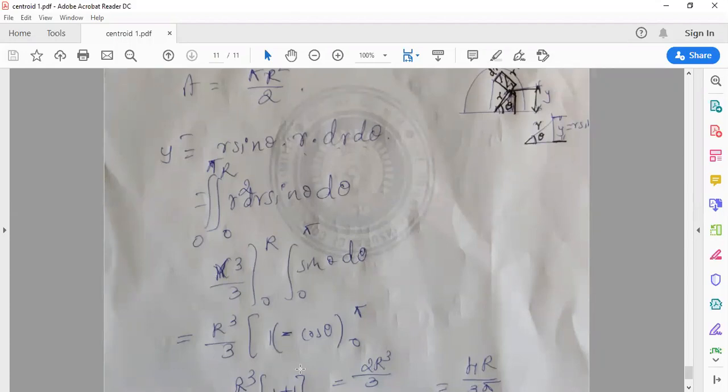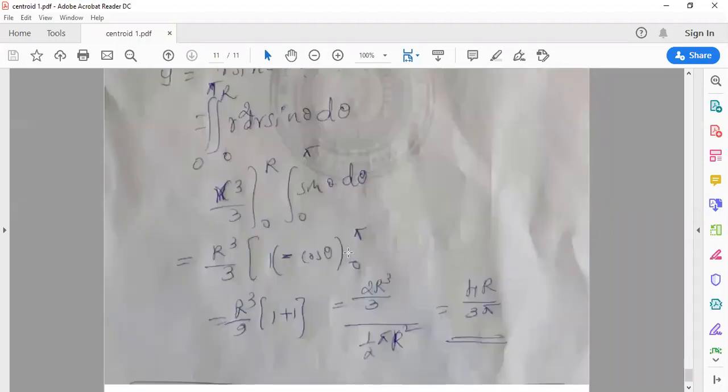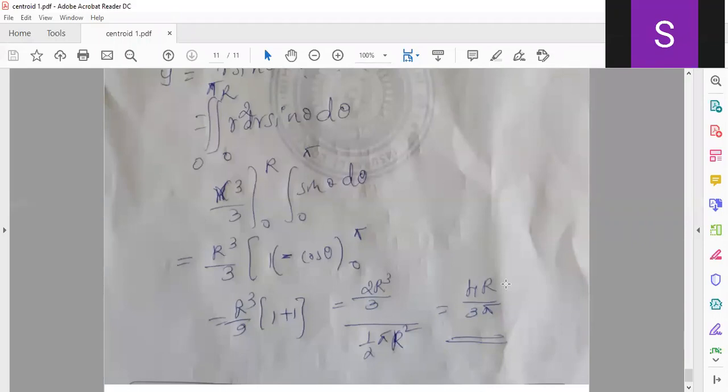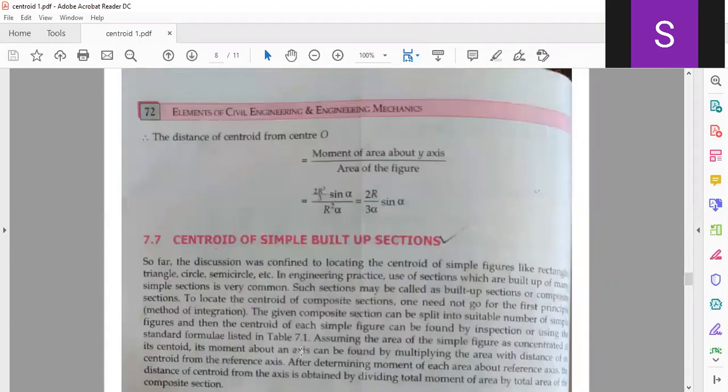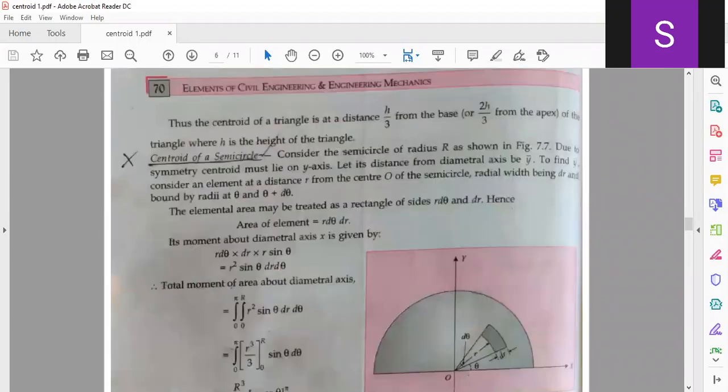The integral of sine theta d theta is minus cos theta, from 0 to pi. If you simplify this equation, integrate it and simplify, you will finally get 4r by 3 pi, because the denominator you have is pi r squared by 2. So like this, you can find out the centroid of the semicircle. This is the centroid of the semicircle.